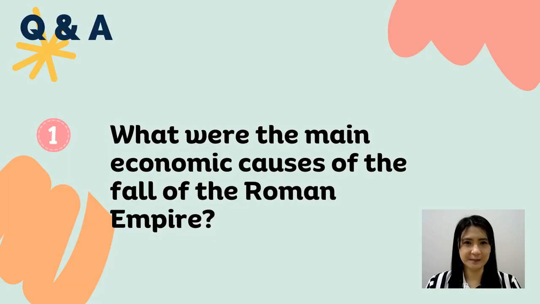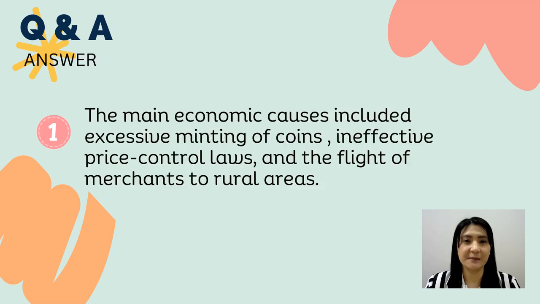Question 1. What were the main economic causes of the fall of the Roman Empire? Answer. The main economic causes included excessive minting of coins, ineffective price control laws, and the flight of merchants to the rural areas. Did you get that?